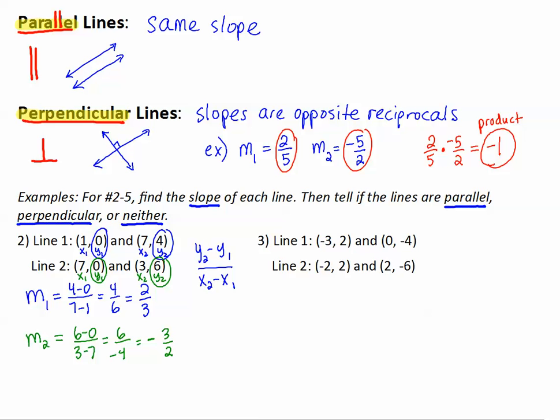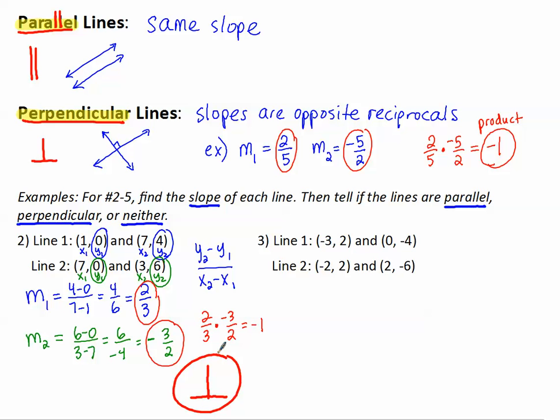So let's take a look at these slopes. 2/3, -3/2. Notice how positive, negative. Notice how 2/3 got flipped over to 3/2. These are opposite reciprocals. We can check by multiplying 2/3 times -3/2, and I get -1 when I multiply. That tells me the lines are perpendicular. So I answer perpendicular, and I'm going to do it with the symbol perpendicular, and that's my final answer for number 2.